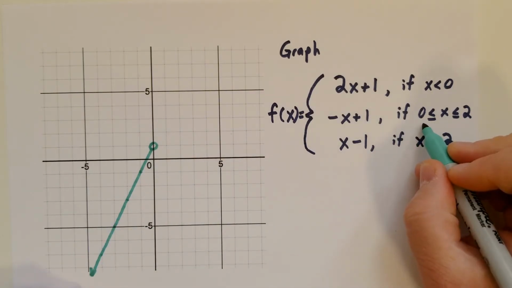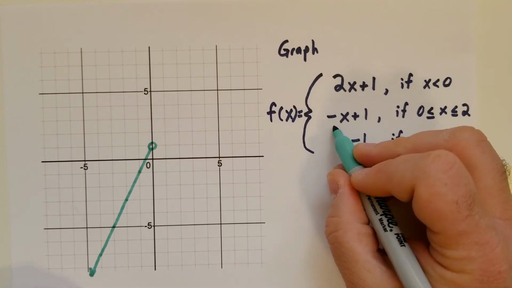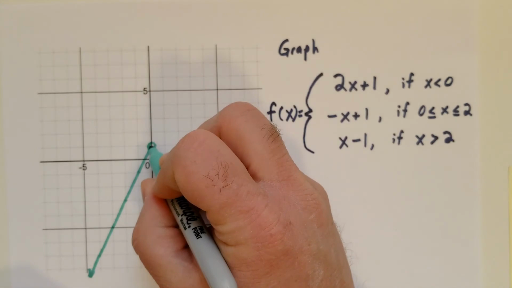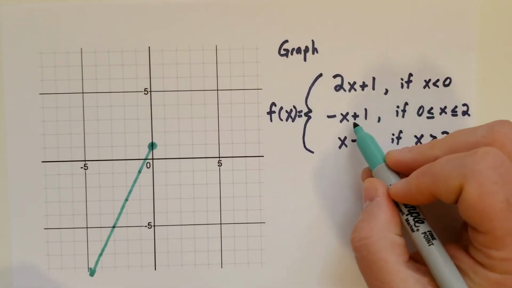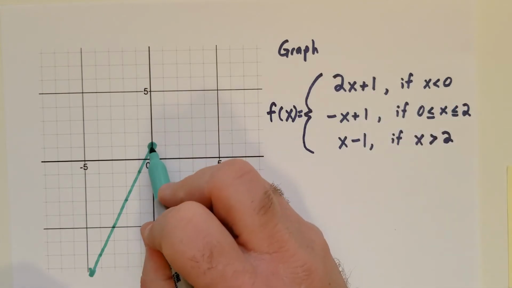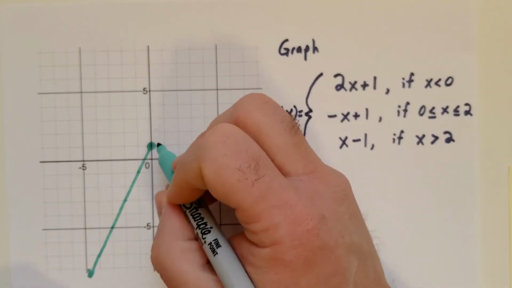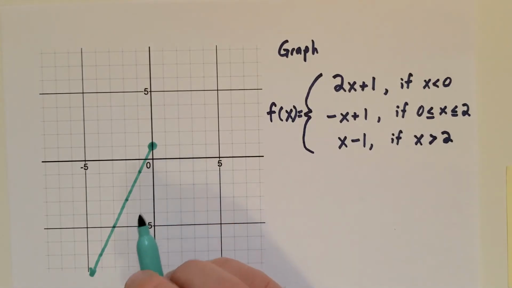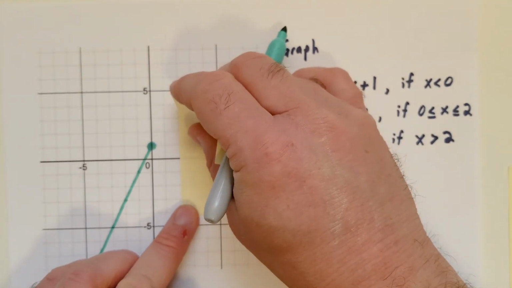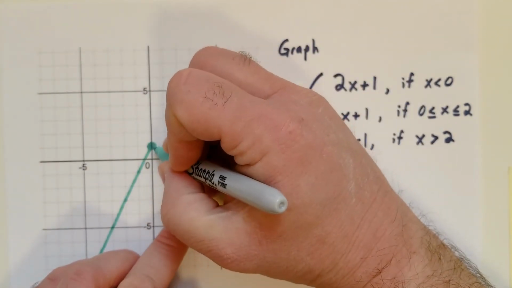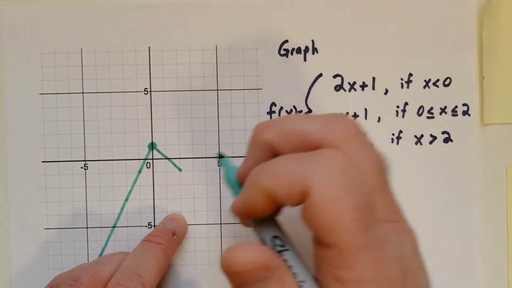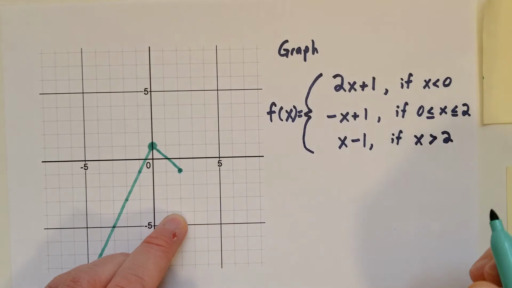Next, between 0 and 2, the function is negative x plus 1. So the y-intercept is 1, which means we get to fill in this point, but only because this function allows us to. The previous function would not allow us to fill in that point. And then we're going to have a slope of negative 1 all the way until x equals 2. We're not going to graph past that point. And it is equal to 2 there, so I'm going to put a dot there as well.